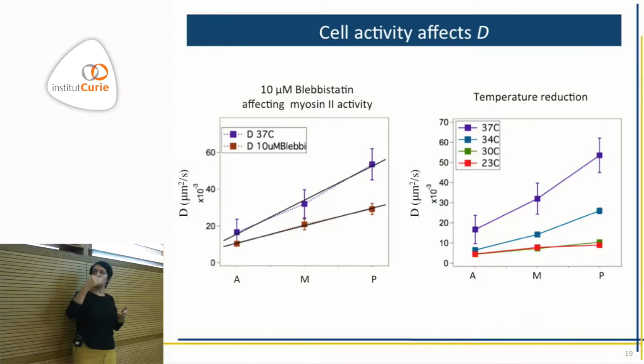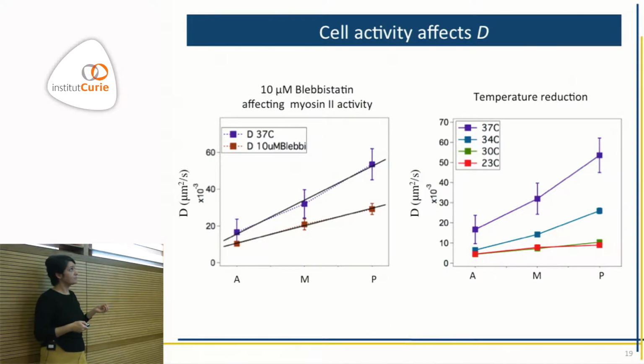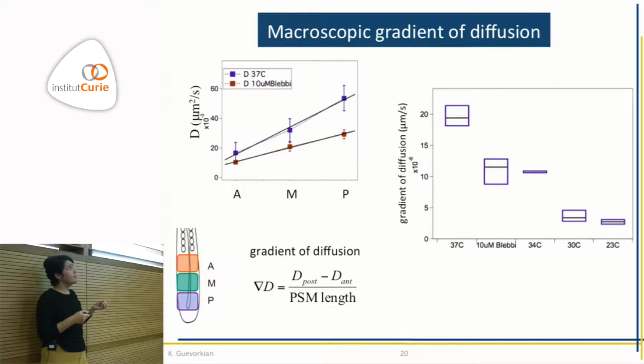So we said, okay, we will do a more systematic study of varying the temperature and see how this is correlated with the elongation rate of the embryo. And so this was what we found. Very simply, what I defined was what I call the macroscopic gradient of diffusion. Basically, it's the slope of this line. And you see that it changes with the different conditions that we had, as you saw by the lines. And now we correlate this with the elongation rate that we measure.